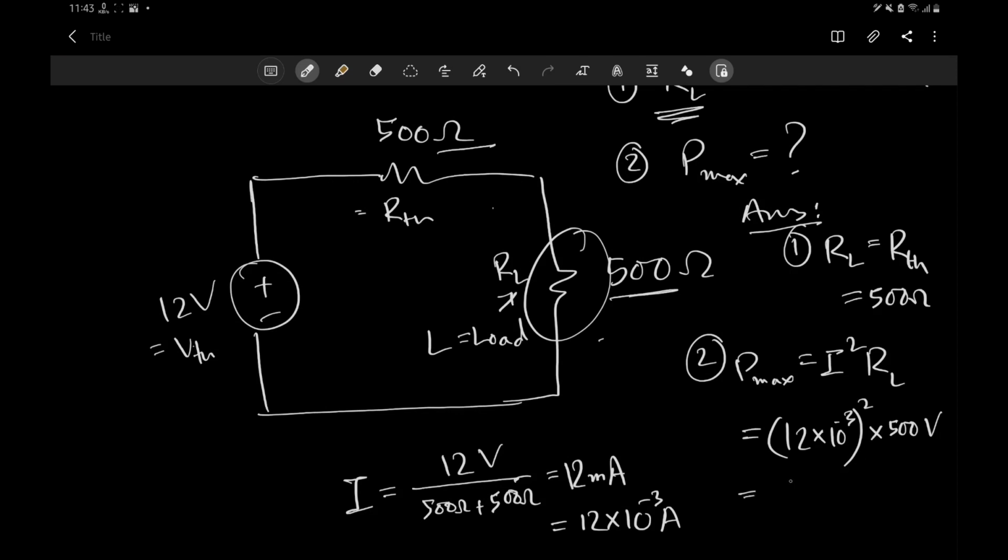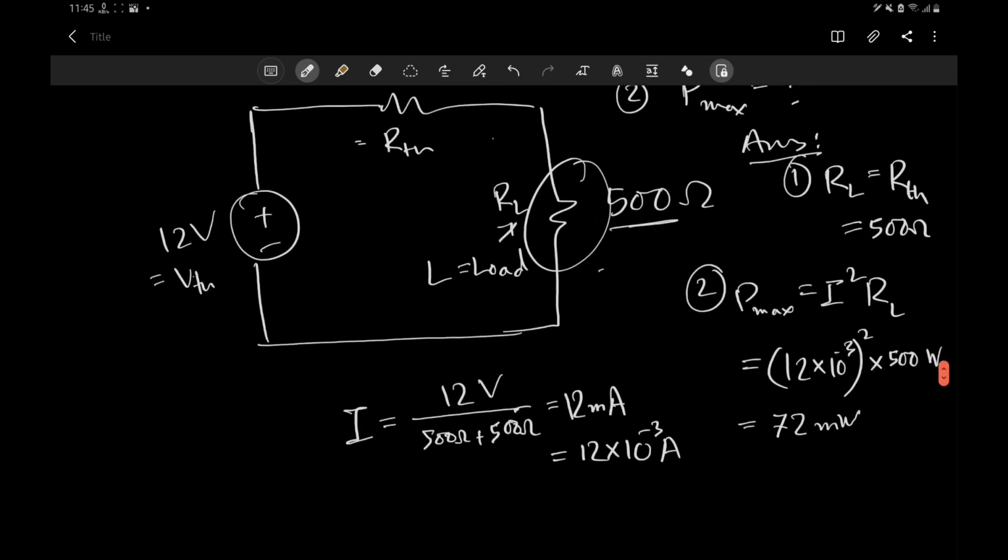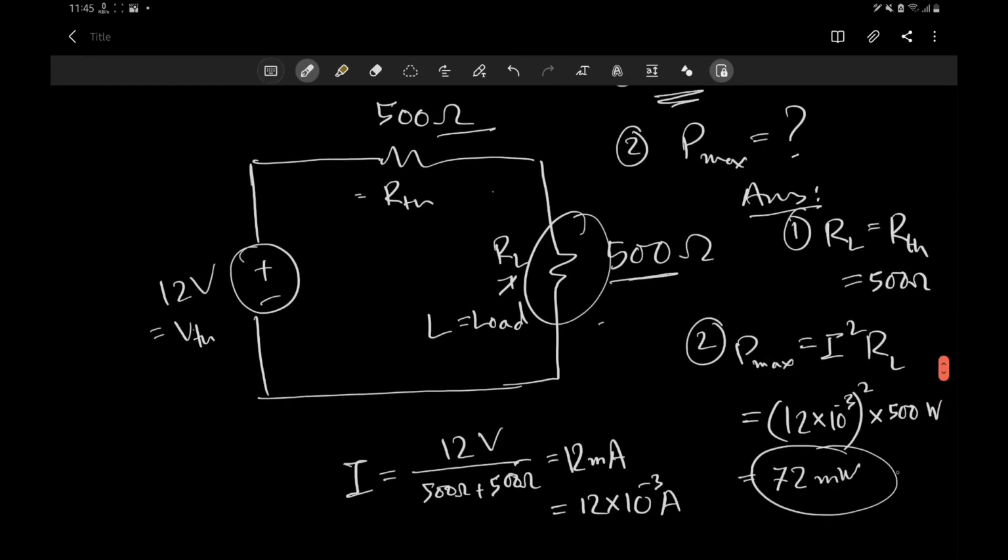If we do the calculation, we have 12 squared, right? Let me do the calculation for a second. We will have 72 milliwatts. Sorry, I meant here watts. If we do the calculation, we will have 72 milliwatts, or 0.072 watts, whatever you want to write. Either way, this is our maximum power.